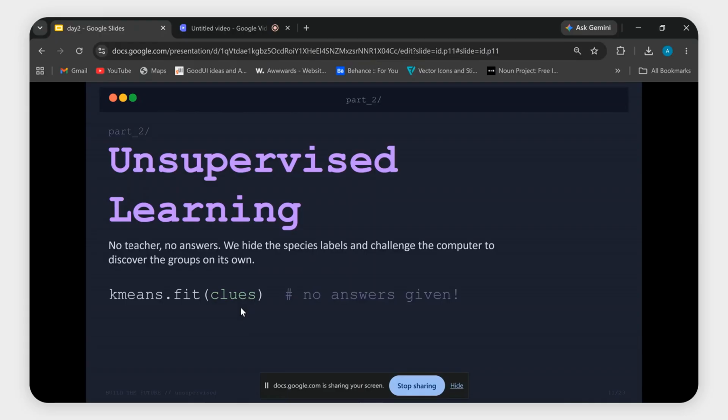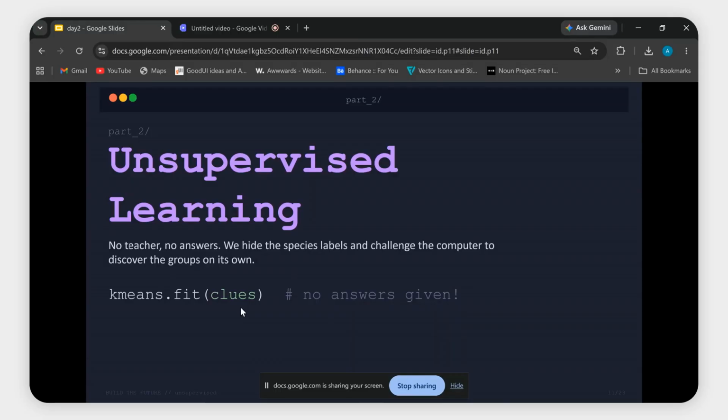Part one is done. The model learned from those 266 penguins got tested on 67 it had never seen and scored 99% accuracy. That is supervised learning, learning with a teacher with answers given. Now we flip the script completely.